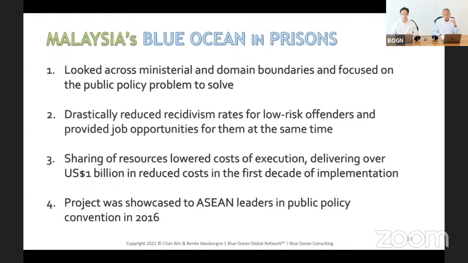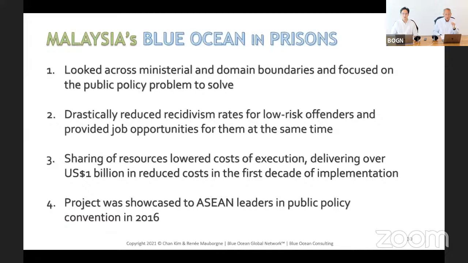So blue ocean in the prison sector means the value proposition is good for the prison, the military, as well as the offenders themselves and their family. High value. They do not repeat their offense anymore. And it's good for the government because it's so low cost, what they came out with to solve the problem.